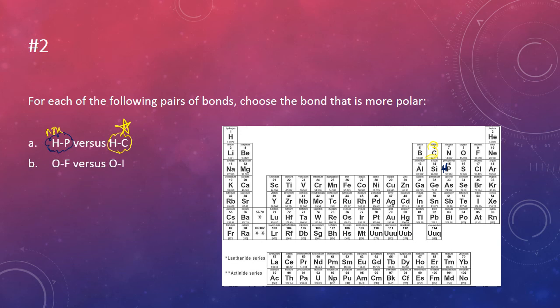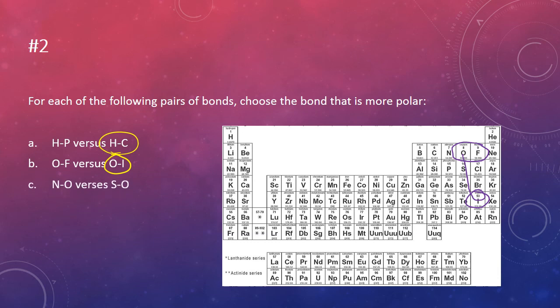All right, now we're going to look at another set. We have OF versus OI. Generally, the rule is the farther away from each other they are, the more polar. O and F are neighbors. They're both a couple of big old electron hogs, but they're neighboring hogs, so they're going to share pretty well, versus oxygen and iodine, which are not so close. So your answer is oxygen and iodine is more polar. Let's take a look at the next set.